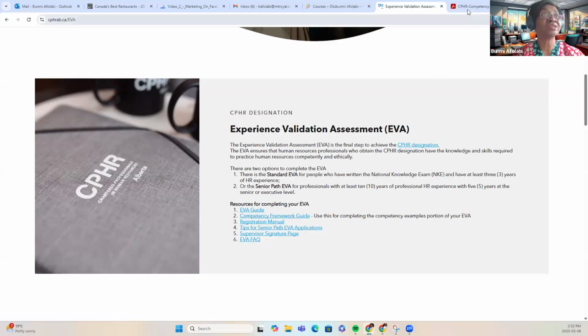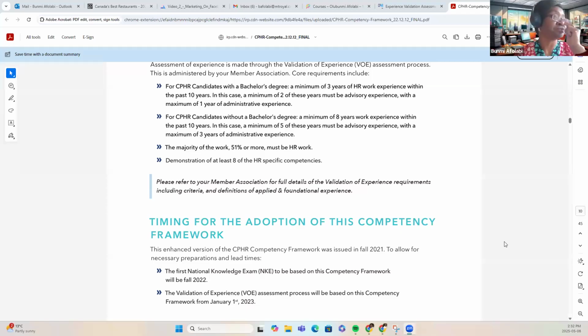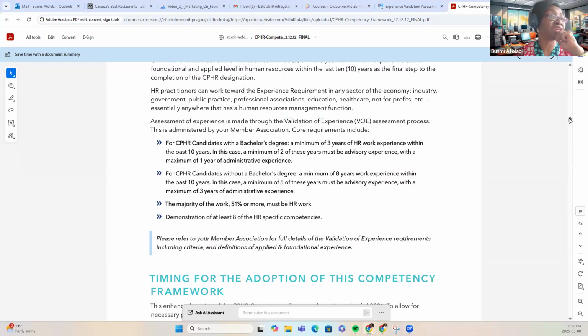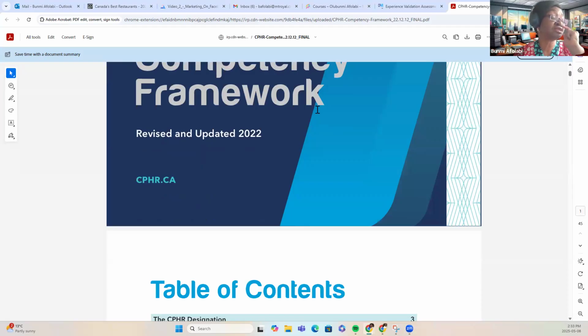So I'm going to go right on now to the CPHR competency framework. And I need to check that you can actually see this specific screen because I am not sure that you are. So I'm going to stop sharing and then share again, so I'm not talking and you're not seeing what I'm seeing. Okay, great. So this is the competency framework. This is the handbook really for the whole EVA thing. You can see this at the beginning.